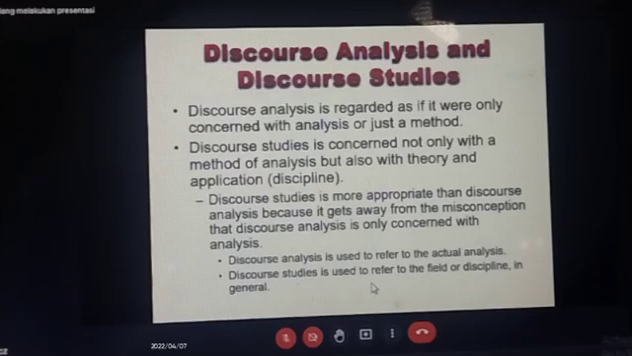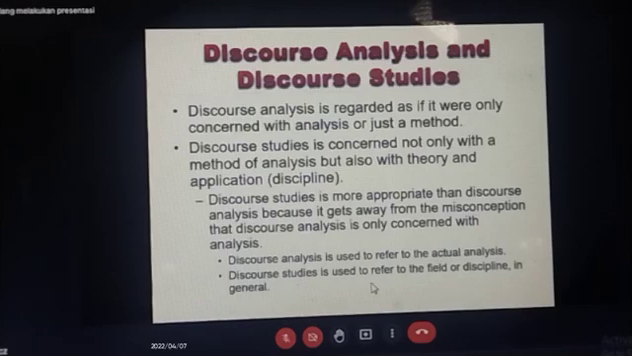And then, according to discourse studies, why is discourse studies better used? According to the experts of discourse studies, discourse studies is more appropriate than discourse analysis, because it will get away from the misconception or misunderstanding that discourse is only concerned with analysis. So if you try to analyze, just use discourse analysis. But if it is about the application or applied linguistics, how you can do research where you need theory and you need analysis, then according to discourse studies experts, they suggested that you have to use discourse studies.